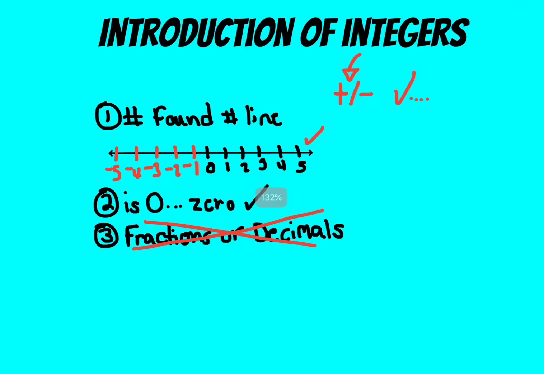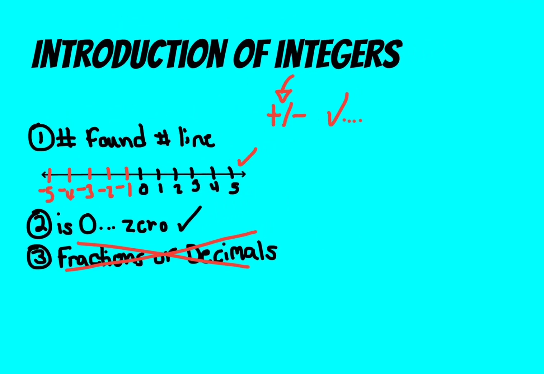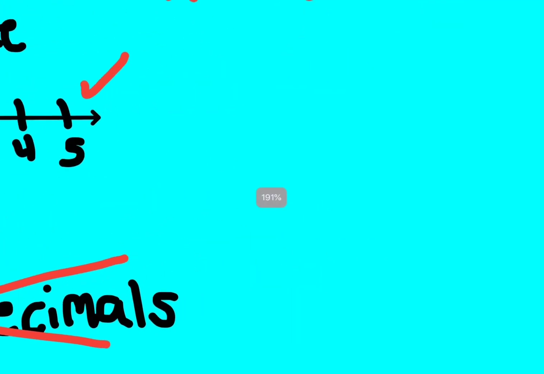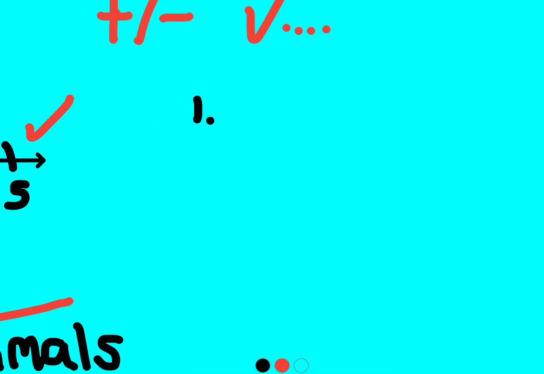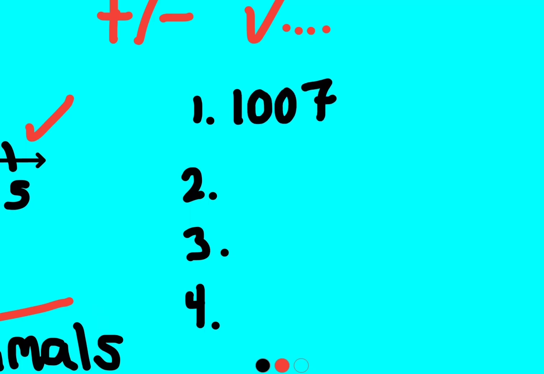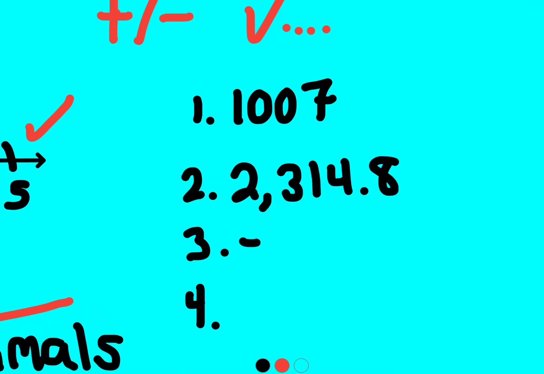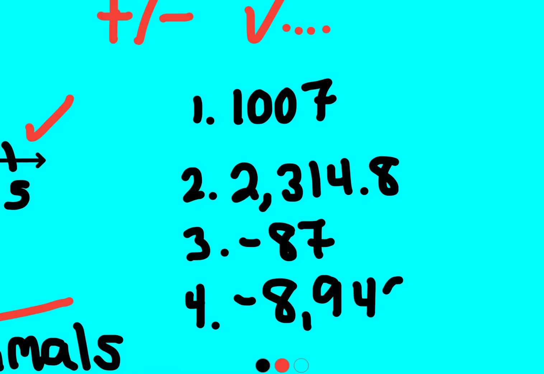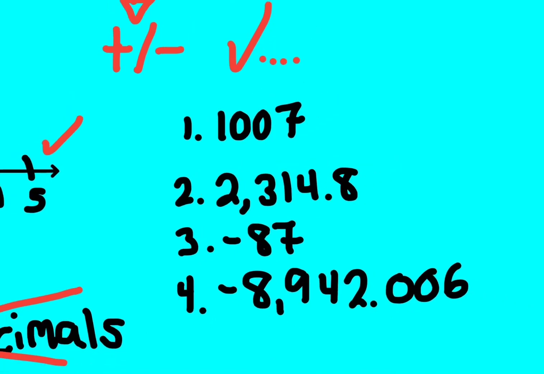So using that information with an introduction of integers, let's go through a handful of numbers and decide whether they are in fact integers or they are not integers. So I'll give 1, 2, 3, 4. Let's give the number 1007. Let's give the number 2314.8. Let's give the number negative 87. Let's give the number negative 8942.006. And we're going to look at the rules for each one.